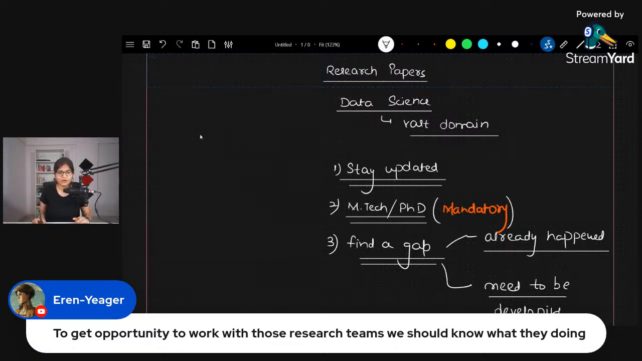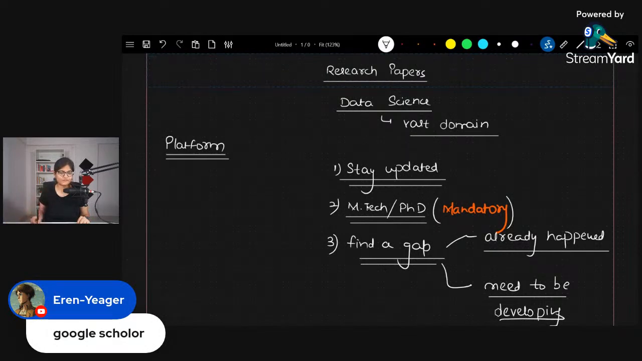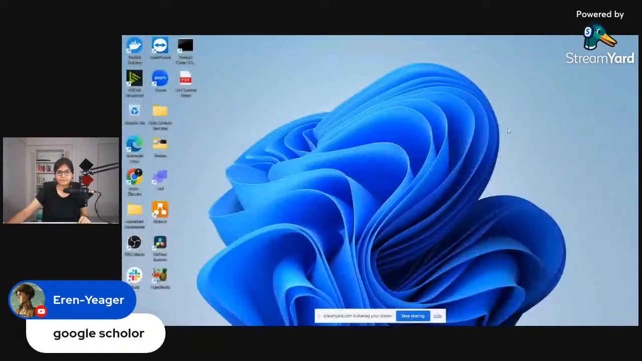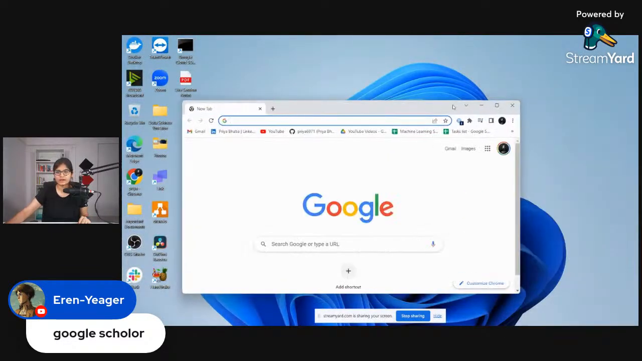Now, what is a good platform where we can find research papers? Any platforms? Yes. Google Scholar is something which I found quite amazing. Those who are not sure what Google Scholar is, you can go to the web, just type Google Scholar, and you will get a web link, and in that particular link you can just tap on it. So let me show you what I am saying here.